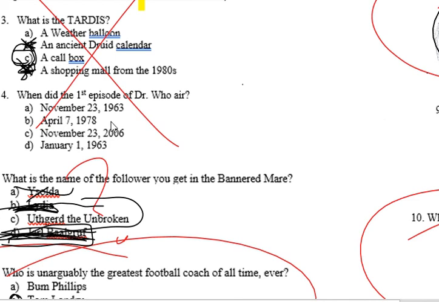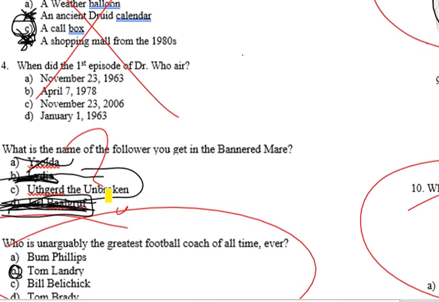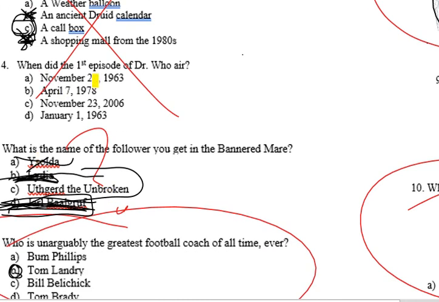When did the first episode of Doctor Who air? And now as I'm looking at this, I am noticing a couple of patterns. Sometimes there's things that give things away. So let's take a look. I noticed that I see two November 3rds and I see two 1963s. So that kind of makes me think A might be it. Let's check and see how the guess answer looks.